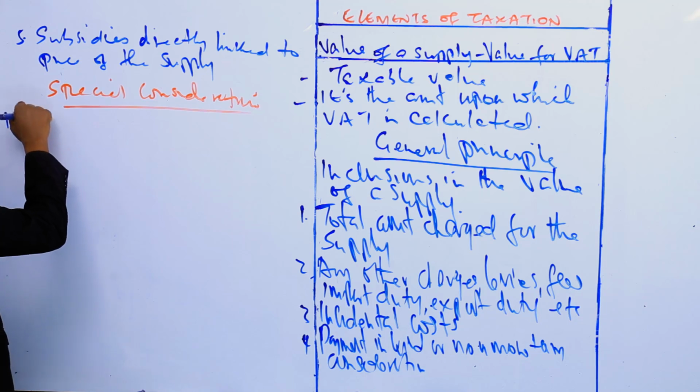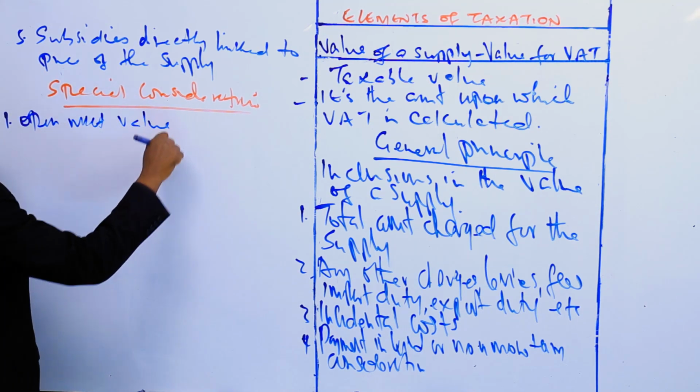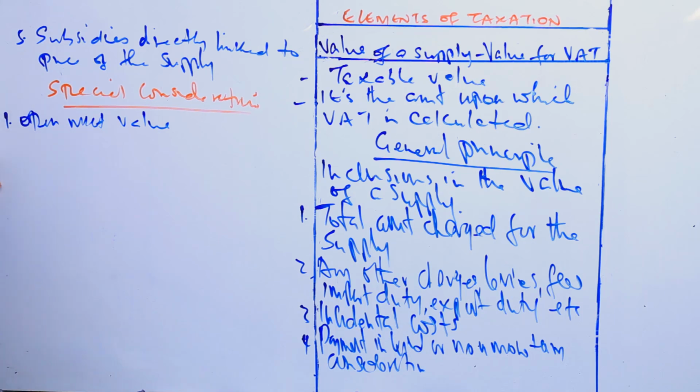There is the open market value. And here we are talking about where the supplier and the recipient of the supply are related parties. For example, companies within the same group or individuals with close family ties. The commissioner may determine the value of the supply to be its open market value.